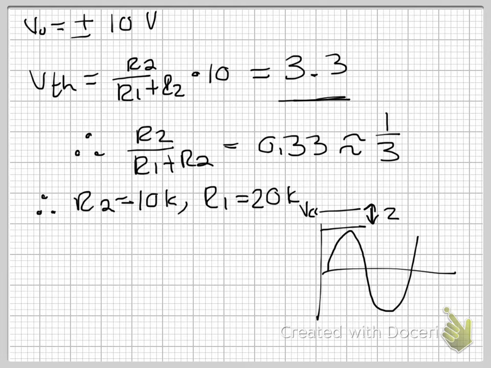So therefore, you can set R2 equal to 10K and R1 equal to 20K. Or you could have chosen any two values as long as you've got a ratio of 1:3 between the two values. And that is how we get values for having the threshold at 3.3 volts, right?